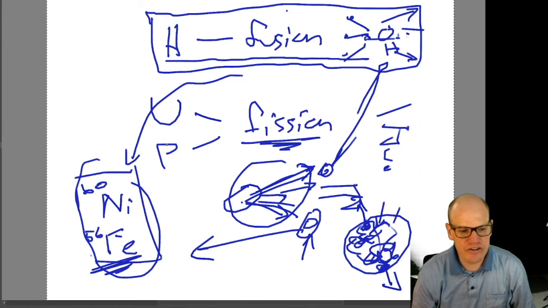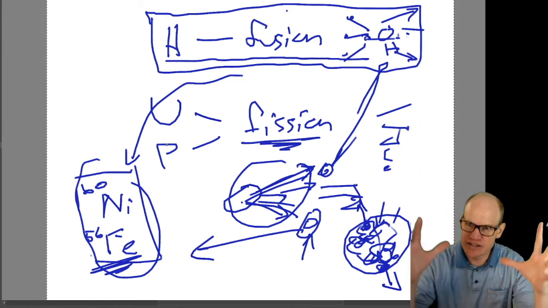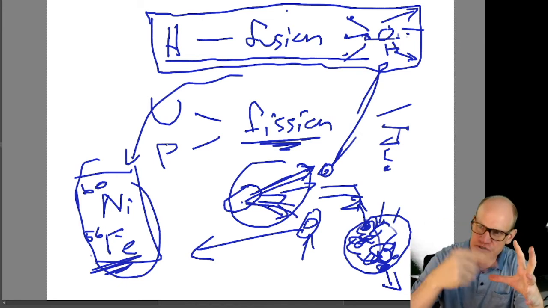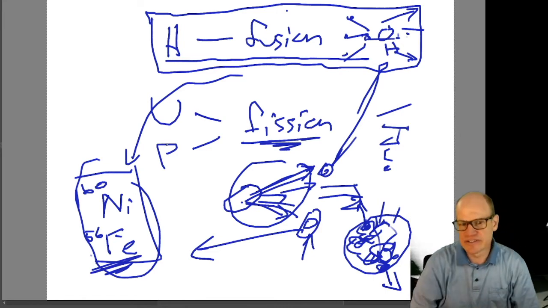Are there stars that burn iron? No. Once you have a star that has produced an iron core, then it's going to blow up, because when you try to fuse iron into something heavier, it removes energy from the system. And so it causes everything to collapse on itself.